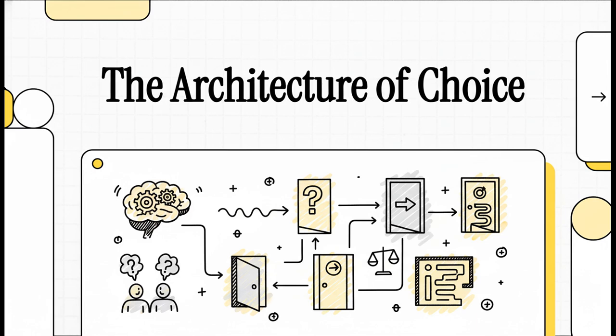Think about the countless decisions you make every single day. But what if a choice wasn't just a single event that happens to you? What if it was something you could actually design, something you could build? Well, today we're going to explore exactly that. The architecture of choice, a way to systematically get better at how you decide.